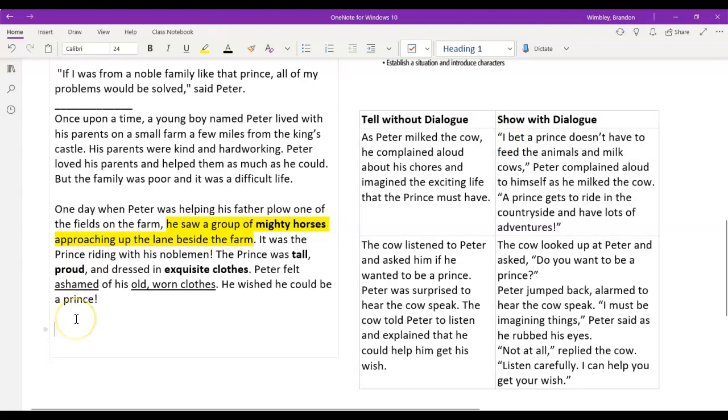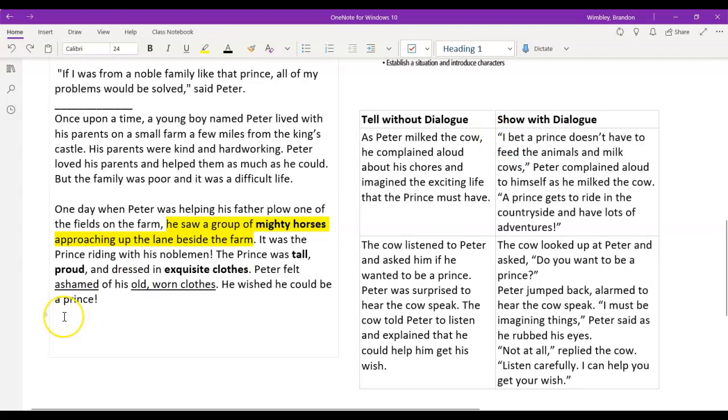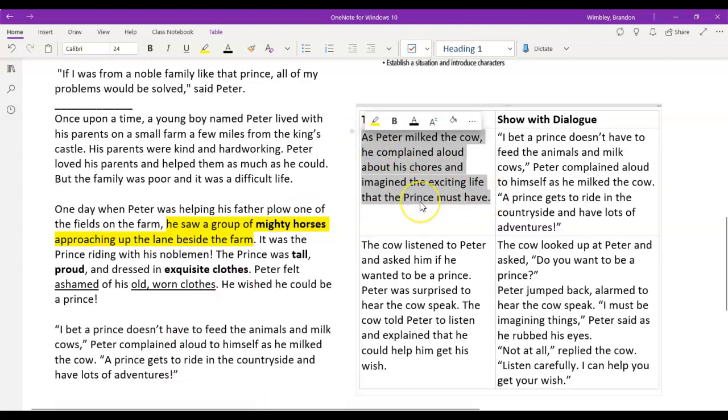So notice here, I still see that Peter's complaining and he wants the life the prince has, but I'm actually seeing his words and it's giving me more information about him. It's including that dialogue. So I'm going to put this down for one of my paragraphs. I'm going to copy it. So I now have this dialogue. It's showing me the exact same things that it did with this telling, but it's giving me even more insight into Peter. It's telling me what he's complaining about, that he doesn't want to milk those cows and feed the animals. And it's telling me what he wants from the prince's exciting life. He's telling me that he wants to ride and have adventures.